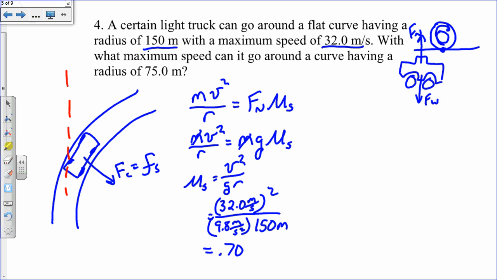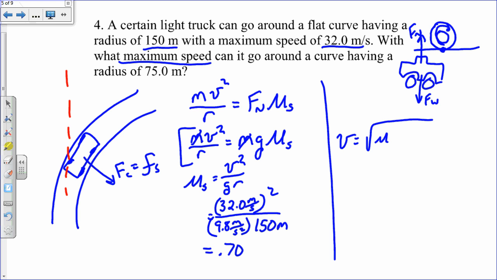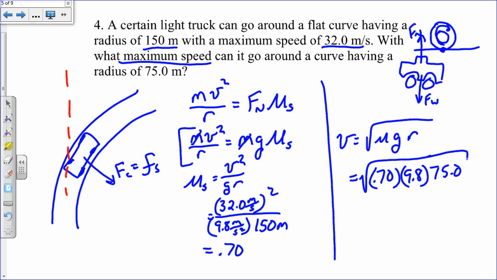All right, now I'm taking the same road but with a different curve, so the same material, so my surfaces aren't changing. The surface of the tire and the surface of the road aren't changing, so my coefficient of static friction is going to remain the same. But now I want to know what is the maximum speed with this new curve. So I take the same expression right here, but I'm going to solve it for v. That's going to be the square root of mu gr. It's the square root of 0.7 times 9.8 times r, which is 75. That's my new curve, and that gives me a maximum speed of 23 meters per second.